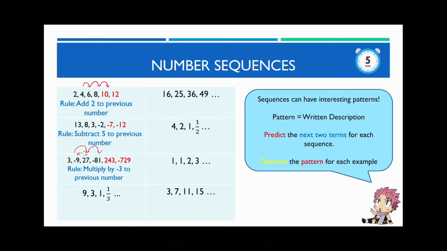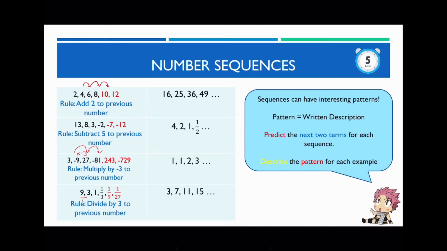Now, the other ones are a bit more tricky. In this case, the rule is that you're dividing the number by 3 each time. If I write this as a whole number, 9 divided by 3 gives me 3, 3 divided by 3 gives me 1, and 1 divided by 3 is 1/3 as a fraction. If you did this again, the next fraction is going to be 1/9, because 1/3 divided by 3 is 1/9, and 1/9 divided by 3 gives you 1/27.